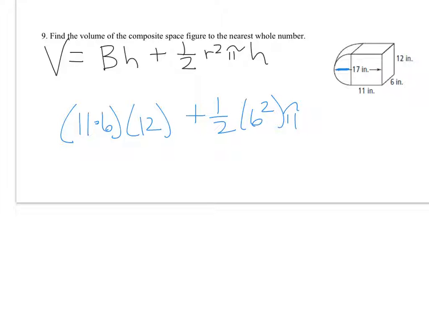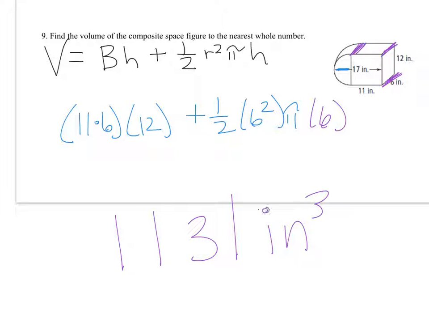My height is this length, which is the same as this length, which is the same as this length. My height for my cylinder would be 6. And my answer, nearest whole number, 1,131 inches cubed.